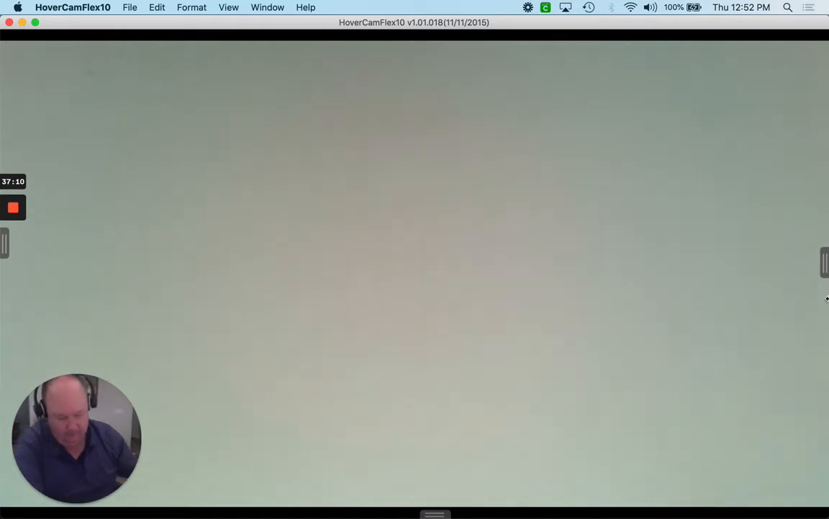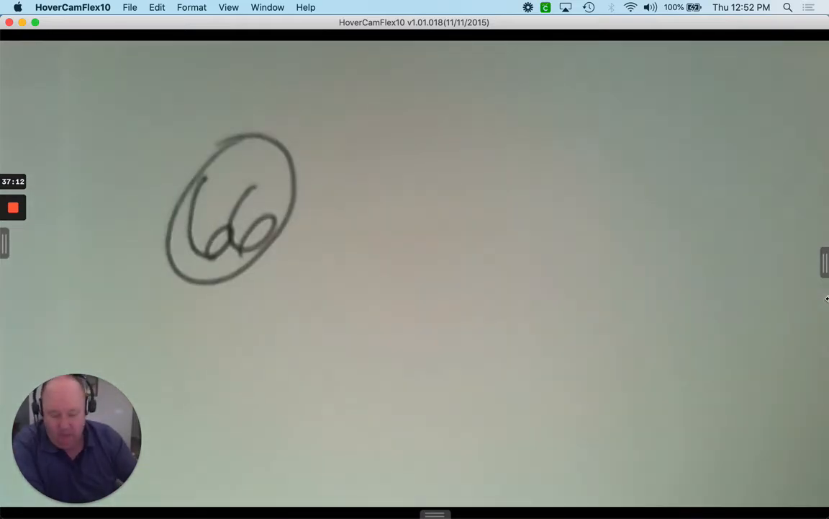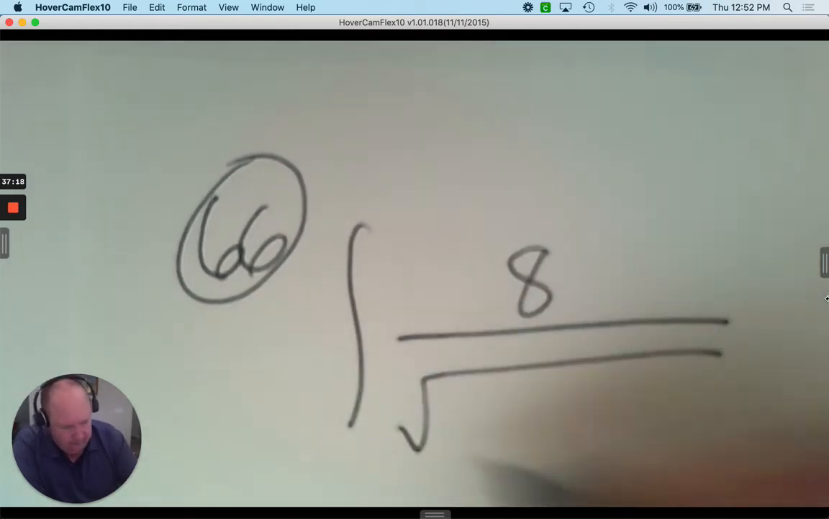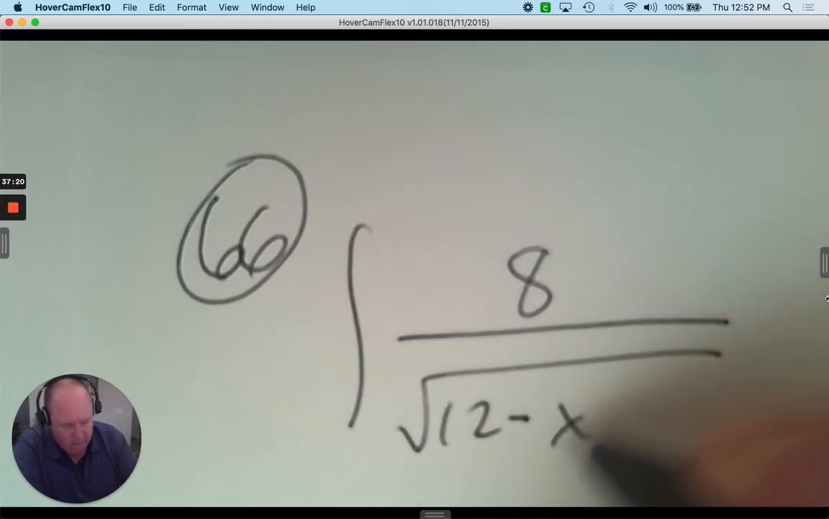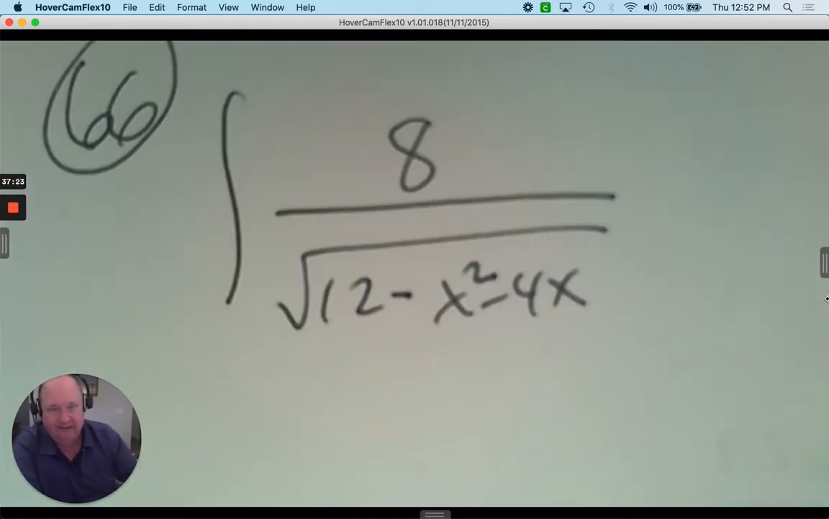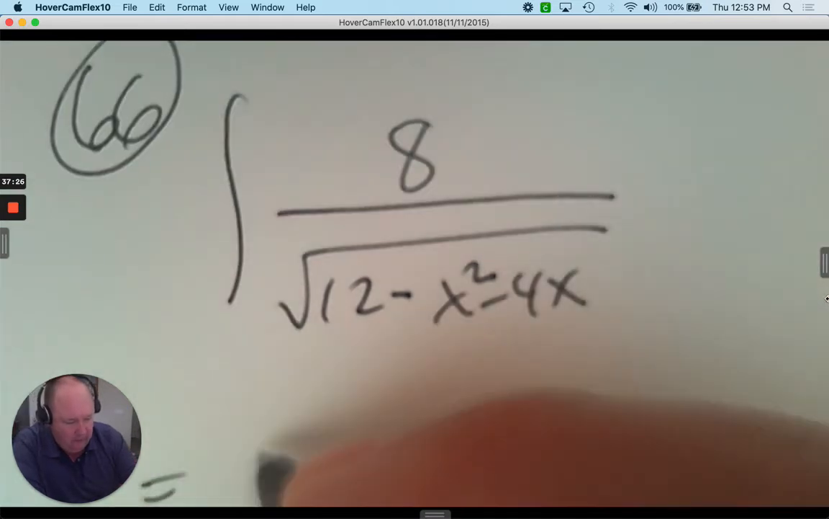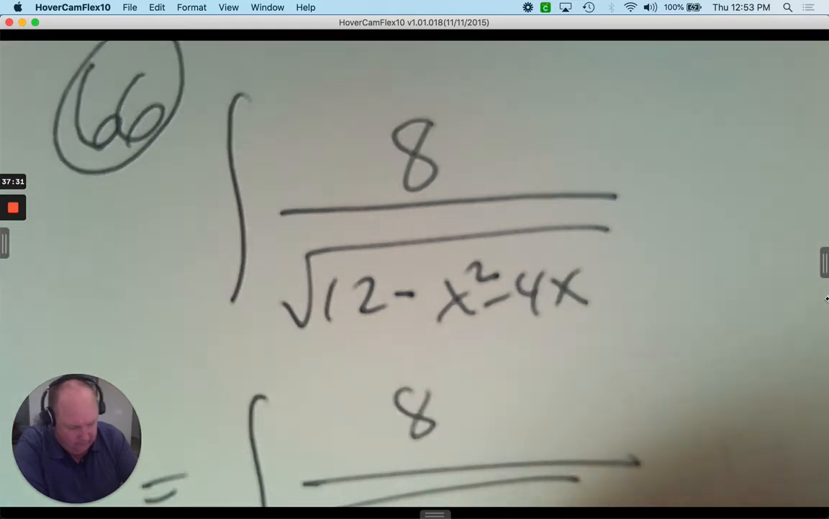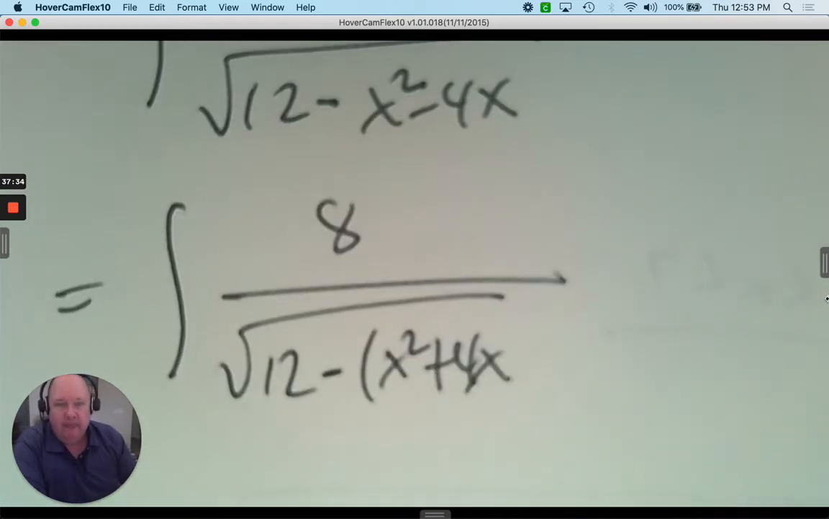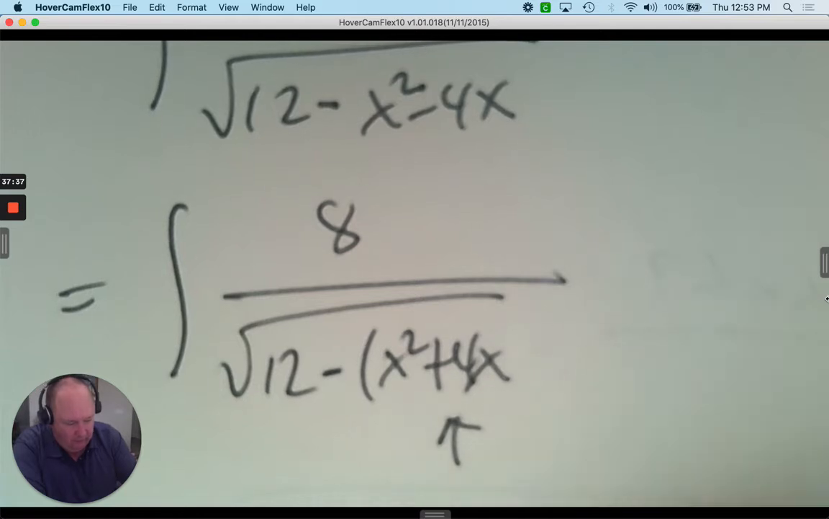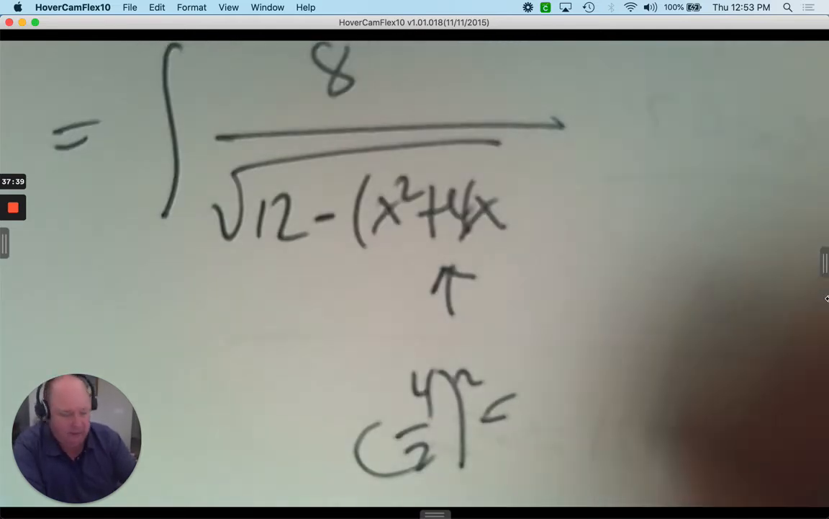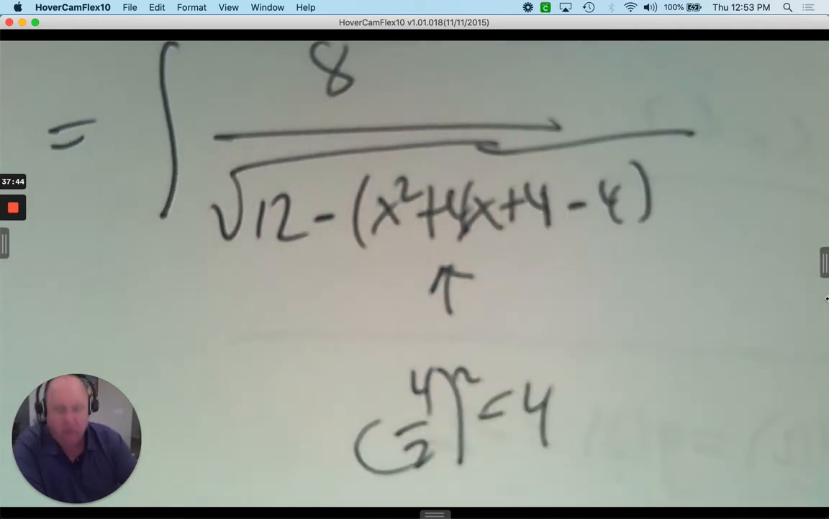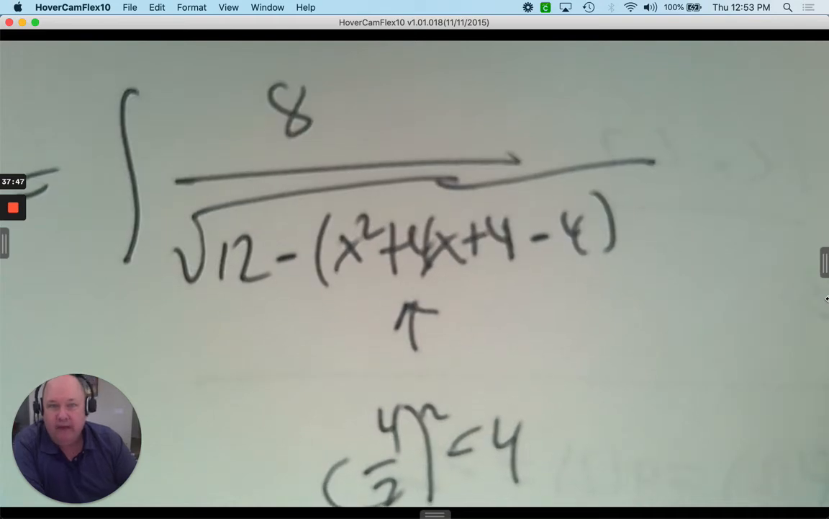66. In question number 66, you try it first, of course. So what do I notice? I see a fraction, I see a square root in the denominator, so I think of arc sine, but I need to complete the square. In order to complete the square here, I need to first factor out a negative from x squared and 4x. And then to complete the square, I take 4, I divide by 2 and square it. So I need a 4, but if I add 4, I need to subtract 4. So it stays the same.